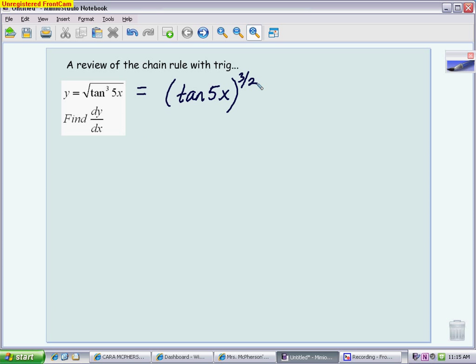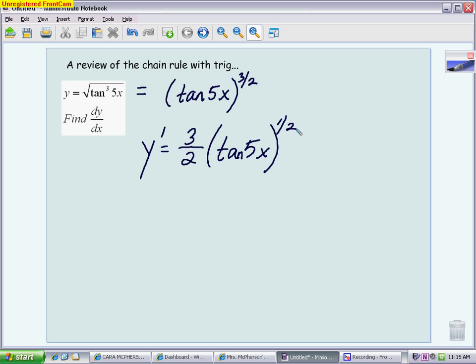So when I start the derivative process, I'm going to bring the power out front. Then I'm going to take this original trig function, the tangent of 5x, to the power 1 less, so you take 3/2 minus 1 to get 1/2. Think of it just like your general power rule. Power out front, the original thing in parentheses to a power 1 less, and then the derivative of what's inside.